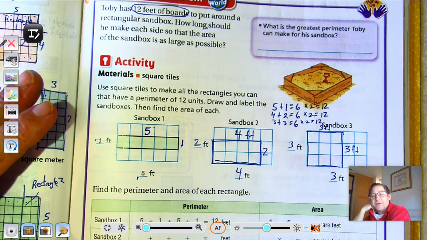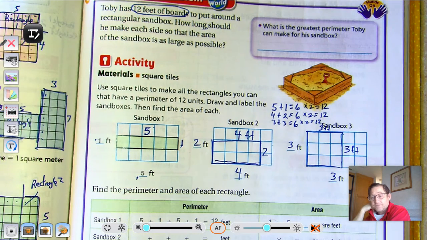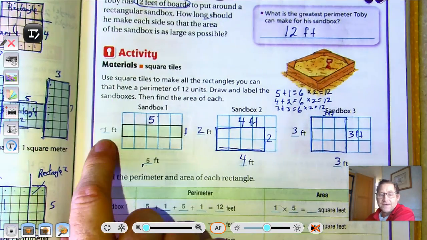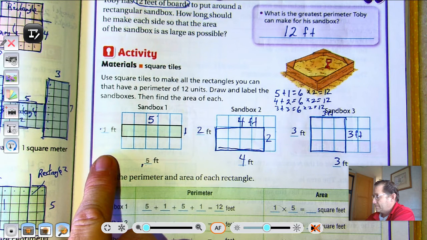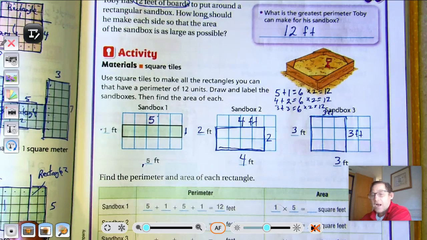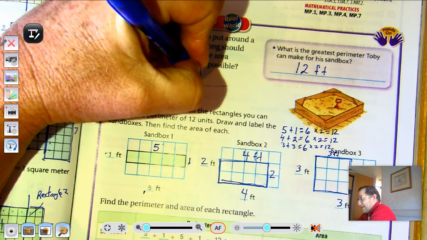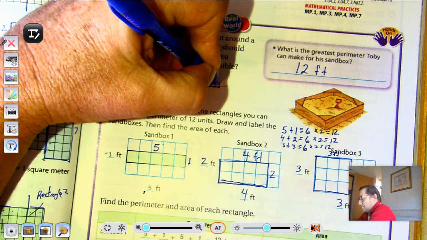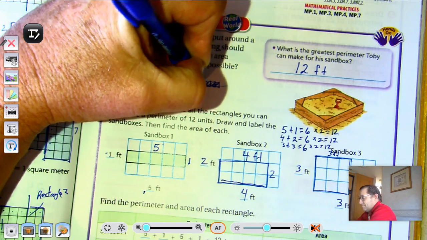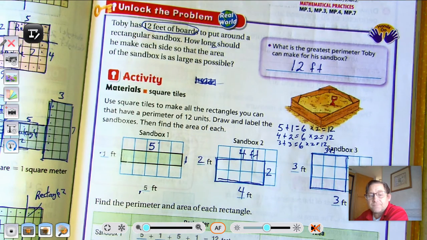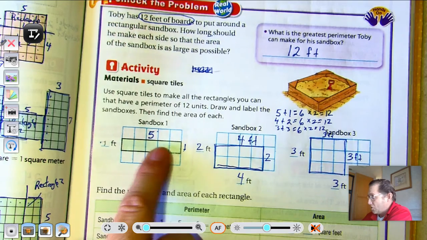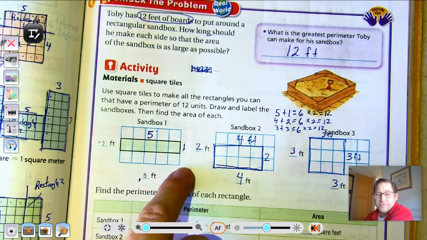Okay, so what is the greatest perimeter Toby can make for a sandbox? 12. Okay, because a rectangle has to have 4 sides, right? Actually, let's think about this. I could have a 1 by 11, right? No, I can't. Sorry, I'm not thinking about that straight. Because if one side has a 1, that's the smallest I can make one of the dimensions, right? So this is the longest I can make. Okay, but I still only get a perimeter of 12.